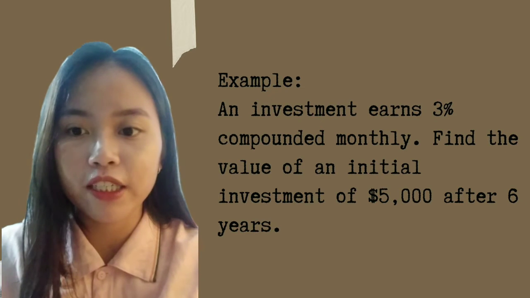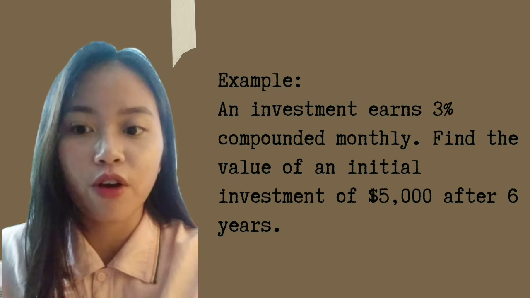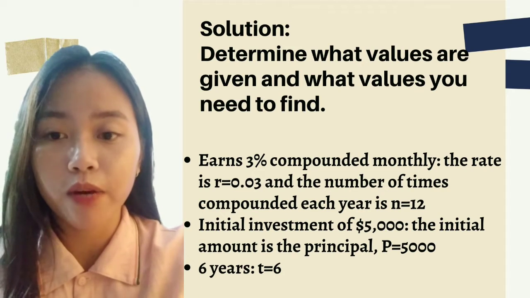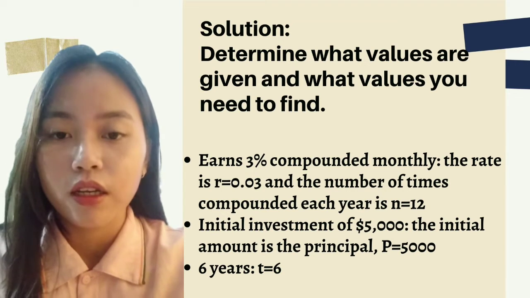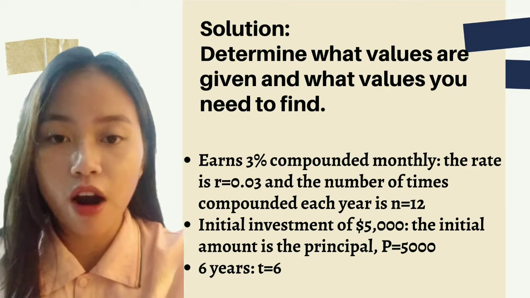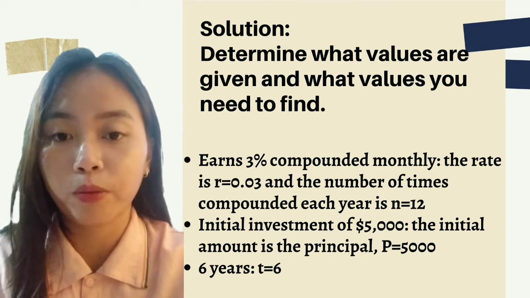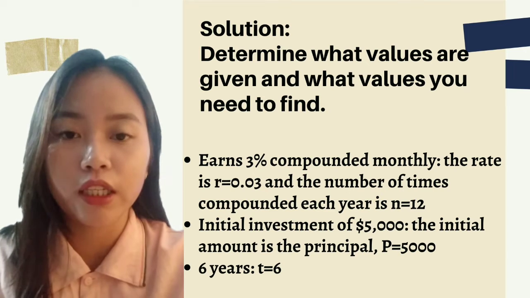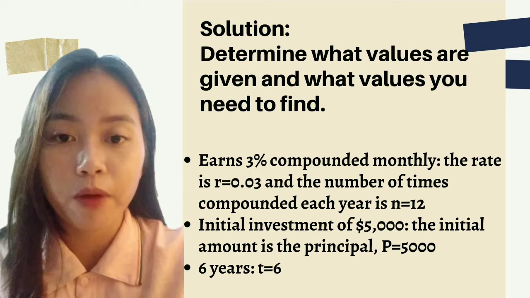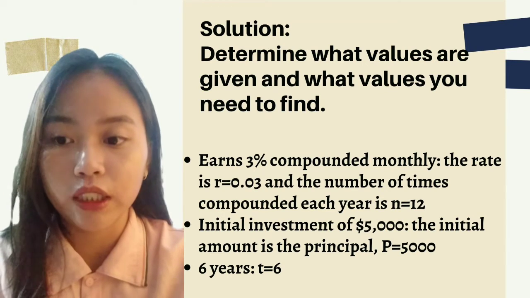Example number 1: an investment earns 3% compounded monthly. Find the value of an initial investment of $5,000 after 6 years. Solution. To determine what values are given and what values you need to find: earns 3% compounded monthly, the rate is R equals 0.03, 3% formed into a decimal. The number of times compounded each year is N equals 12. The initial investment of $5,000, the initial amount, is the principal, P equals 5,000. And 6 years, T equals 6, which is the time.